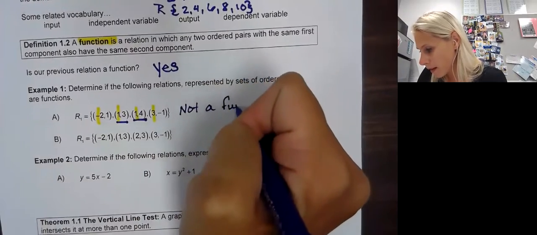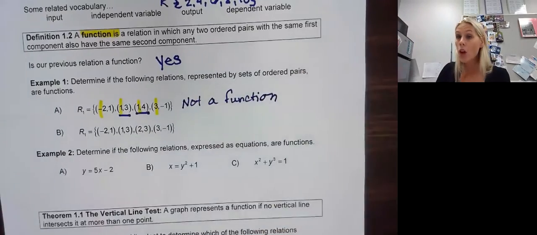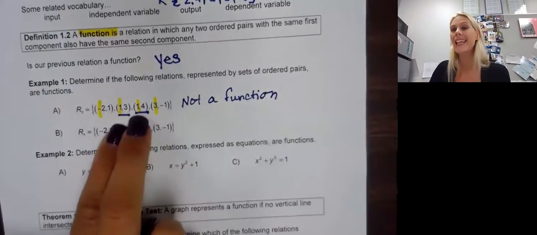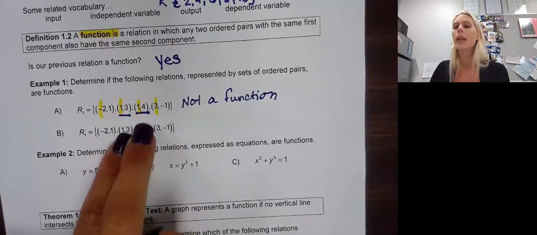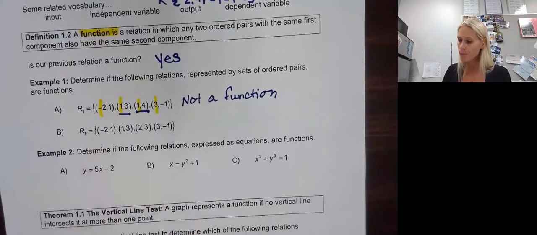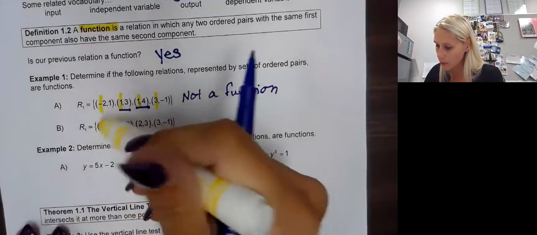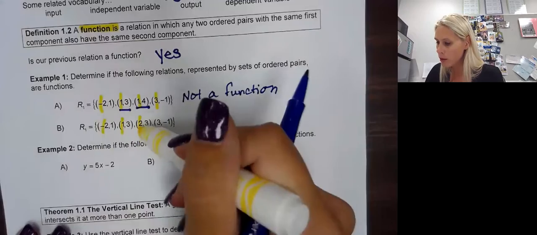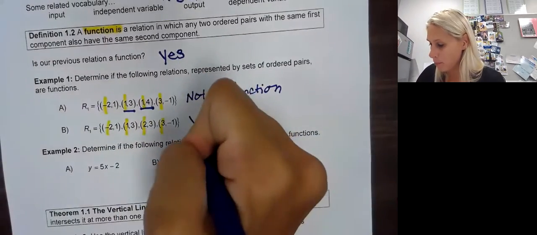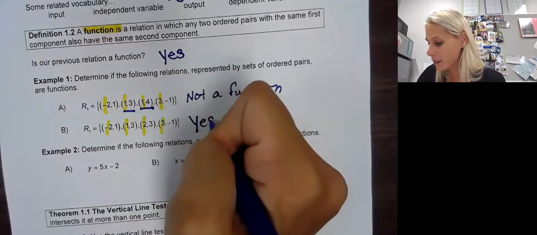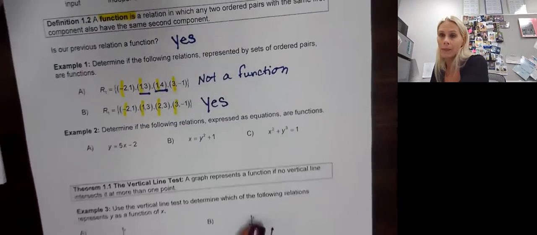Just remember, even though these x's repeated, if the y's were the same, which means they are the same point, it would be a function, okay? In B, well, let's make sure we look at our x values. So -2, 1, 2, and 3. So this is a function because none of the x's repeat, okay? So ordered pairs are nice.